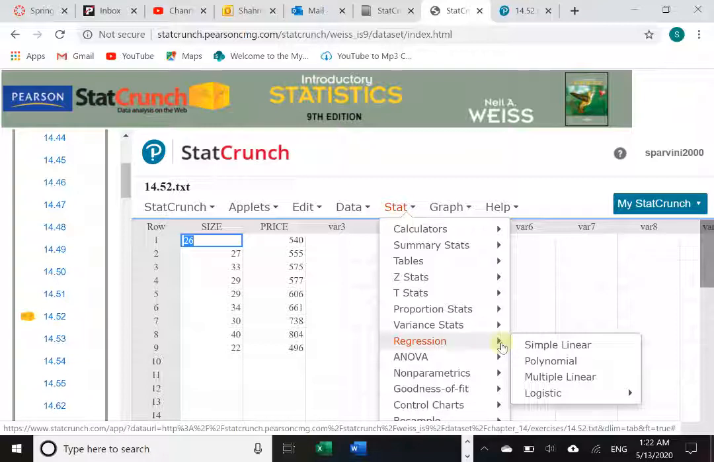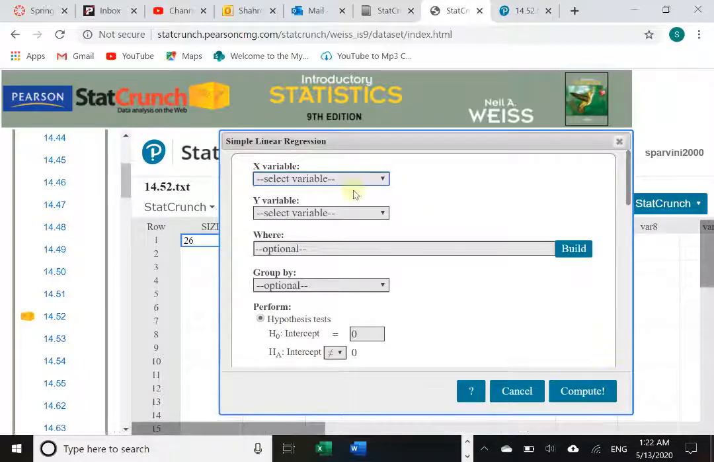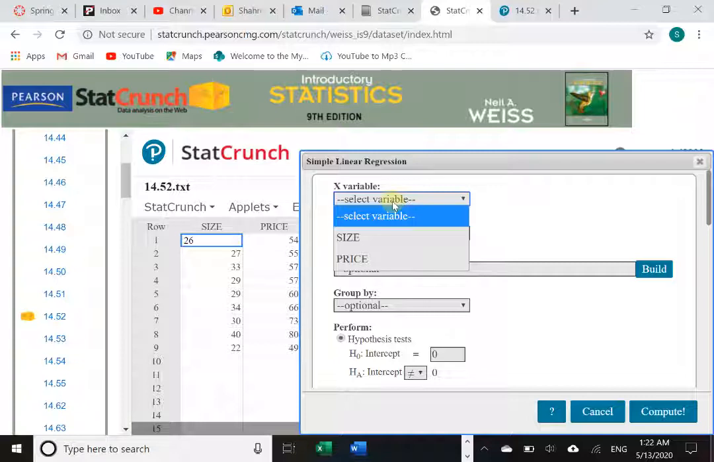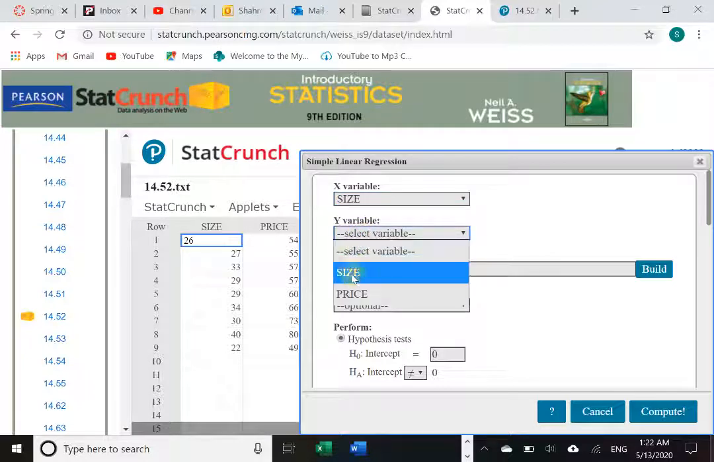And what we're doing is simple linear. That's all we're doing in this course. Simple linear. And look at what little we have to do here. All it's asking for is, okay, where is your x variable? Remember, x is the independent variable. That was size. The dependent variable y is price.